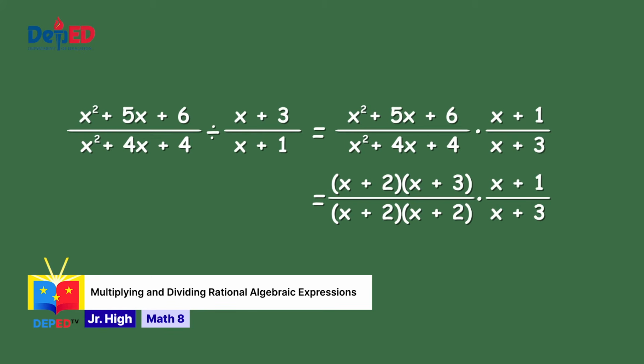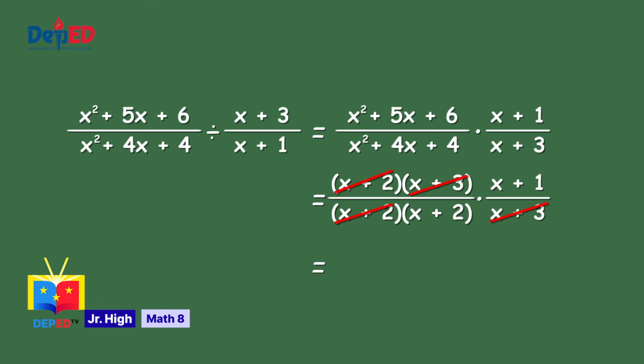Do you see common factors that we can divide? The common factors in the numerator and denominator are x plus 2 and x plus 3. Now, what is the quotient? The final answer is the rational expression x plus 1 all over x plus 2.